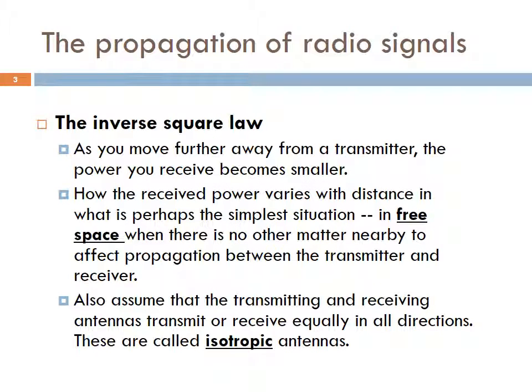First of all, let's start with the inverse square law. Basically, when you move further away from a transmitter, the power you receive becomes smaller. Radio receivers have a limited sensitivity. They need a certain signal strength in order to recover the information it contains. Any decrease in the signal limits the maximum distance over which the communication is possible, and so knowing the factors which cause the radio signal to decrease is important.